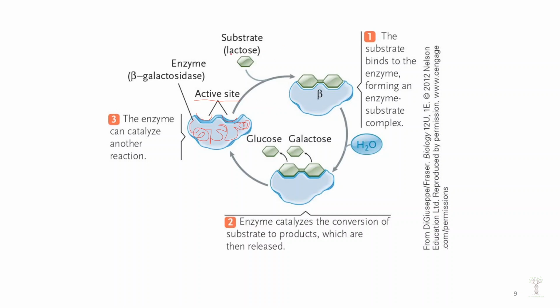In this example, we're going to look at lactose. Lactose is a disaccharide, so it's made of two sugars. These sugars have to be broken apart so that we can absorb them. So if you drink milk and you get lactose sugar, we have to break that bond and we have to use an enzyme. The enzyme is called lactase.